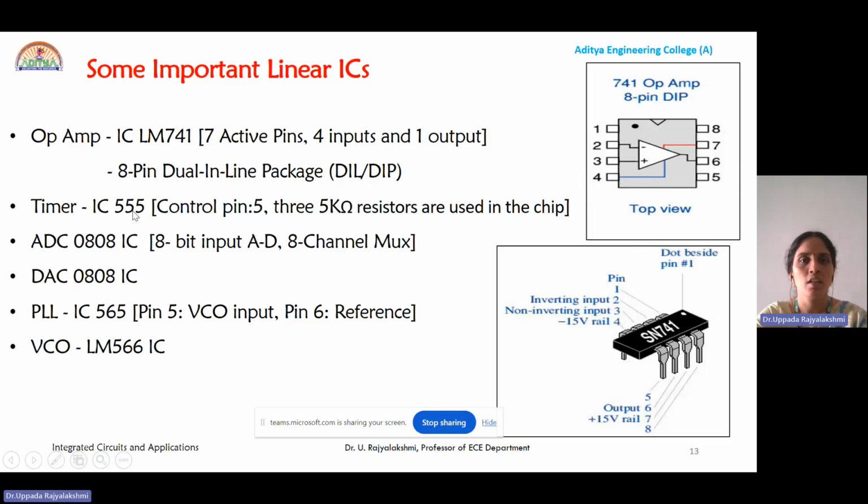It acts as a timer. Here the control pin is the 5th pin, and here three 5K resistors are used in the chip. So it's defined as IC555. It acts as a timer. Similarly, for A to D converter, the best example for this IC is the 0808 IC. And for digital to analog converter, again the same IC is used. Phase locked loop, IC565.